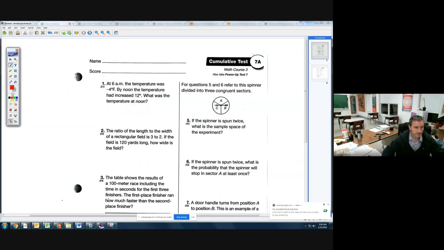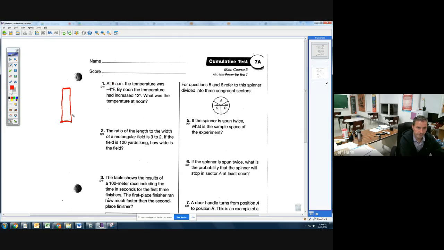Let's just take care of some business here. Number 1 says, at 6 a.m. the temperature was -4 degrees Fahrenheit. By noon the temperature had increased 12 degrees. What was the temperature at noon? As always, ladies and gentlemen, please sketch these sort of things out because it really just helps you to visualize this thing. So here's my thermometer.